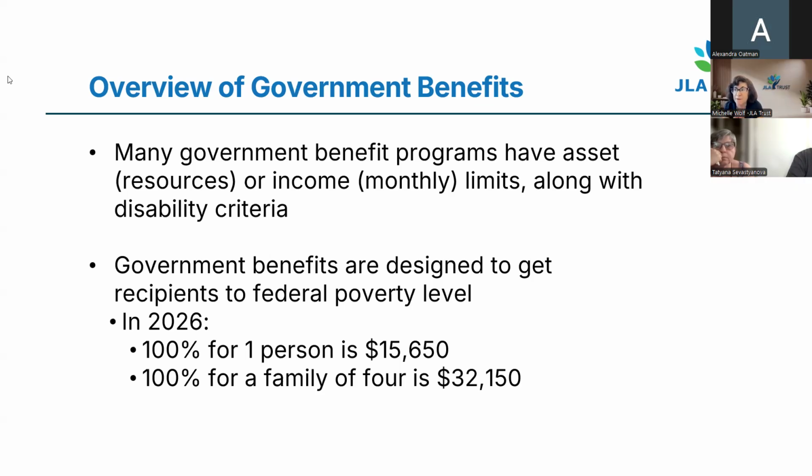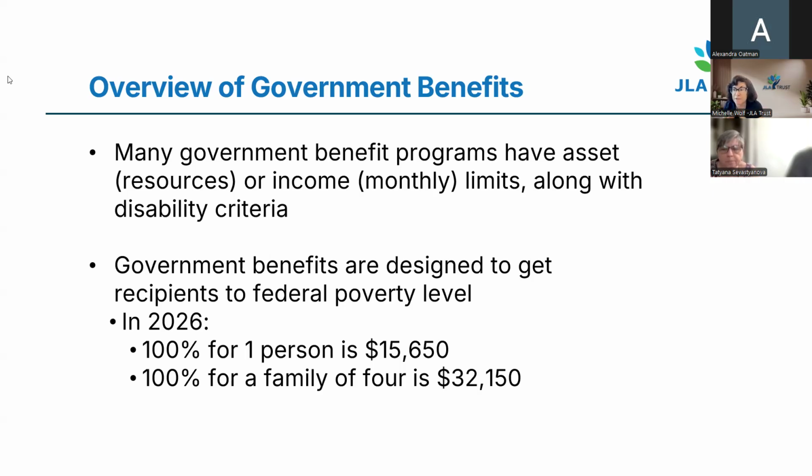And then income for government purposes refers to money that comes in on a monthly basis. And there's both earned money from working in some capacity and unearned money, passive money, like from rent or from child support or from alimony. All of those would be passive income.